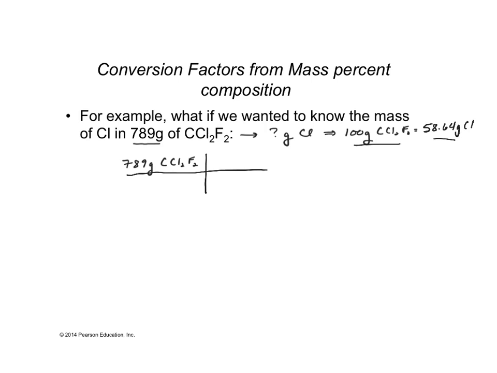We're just going to utilize this as a conversion factor. Right, so we have the 789. We're going to go ahead and divide by 100 grams of compound and multiply by the 58.64 grams of chlorine. Okay, so how many grams of chlorine are in this 789? Well, when we divide, we find that we get 463 grams of chlorine.